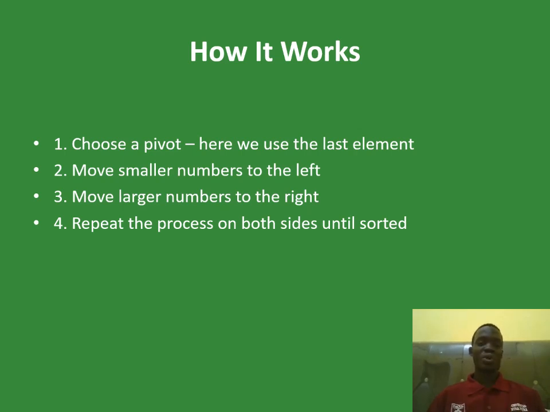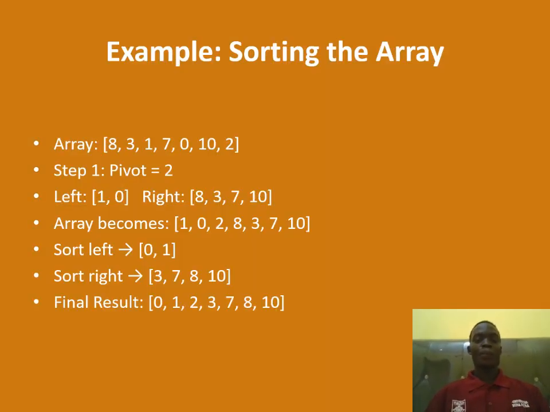The first step that you have to choose when you want to do a quick sort: here we use the last number. Like I said before, I'm going to choose the last number. Move the smaller numbers to the left, and the numbers which are greater than the pivot, you take to the right. We repeat the process on both the right and left sides until it is sorted. Let me give one example here.